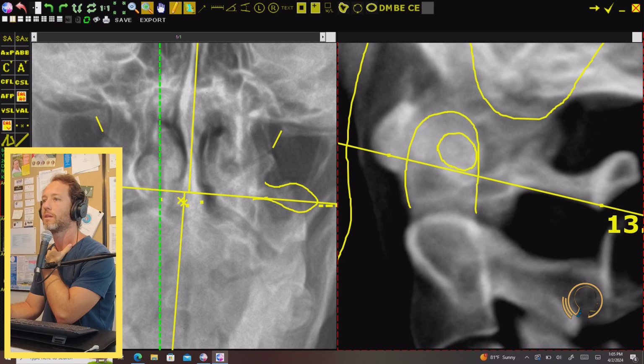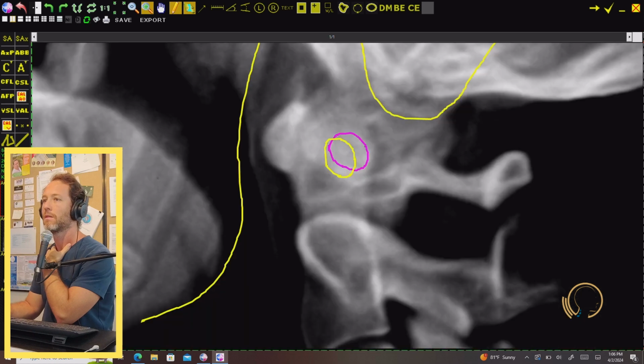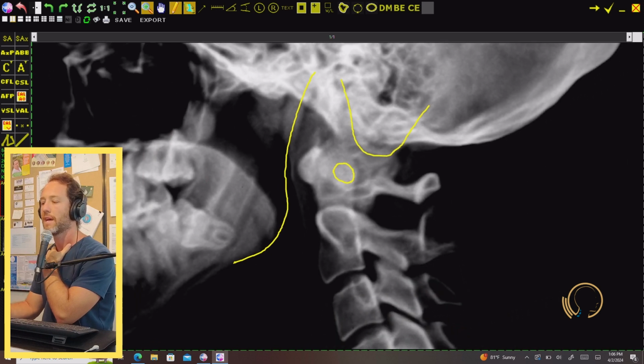Right? That's going to be the one. And then just slightly anterior and below, we'll have the other. Okay, so I have right and left. Let me clean this up a little bit. We'll take off that anterior, right? That is the correct transverse process. So now when I go to set up on her, that is where I'm aiming, right?